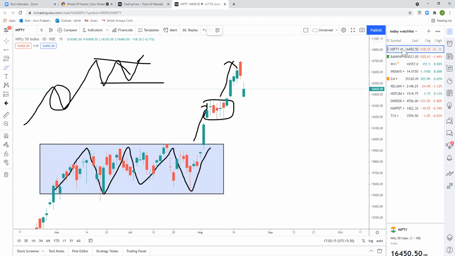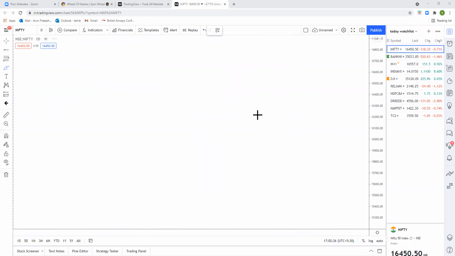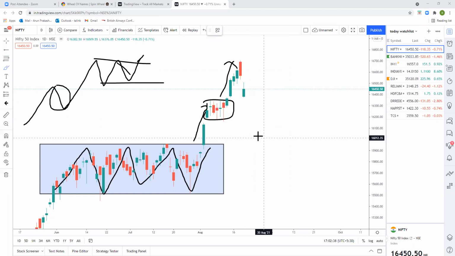These kinds of things are very common in Bank Nifty and Nifty. It's just to hunt the weak people's stop losses. Those who keep their stop loss very tight, there is always going to be this stop loss hunting, which will happen.